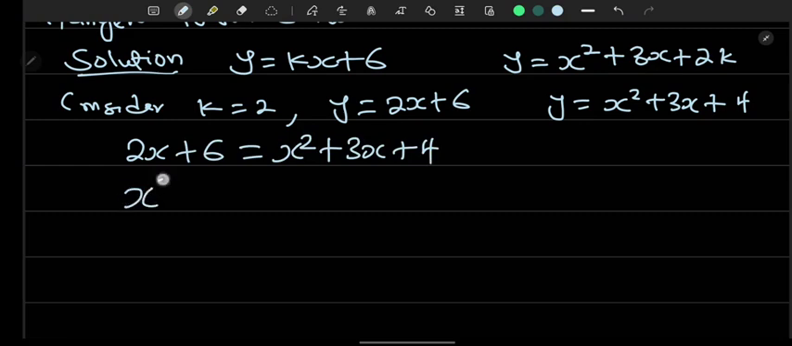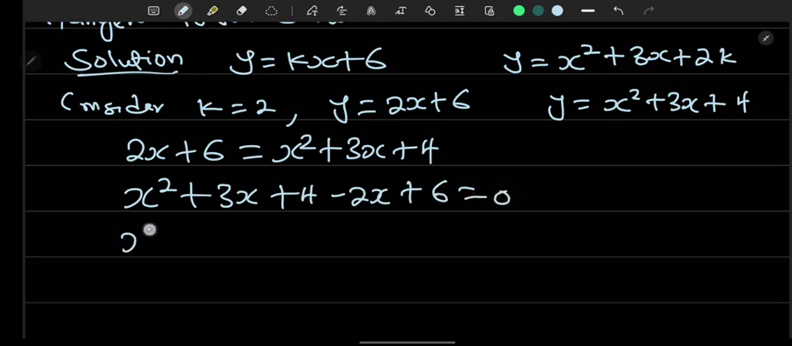This can be written as x squared plus 3x plus 4 minus 2x minus 6 equals 0. We have 3x minus 2x, that's x. And 4 minus 6, that's minus 2. So we have x squared plus x minus 2 equals 0.